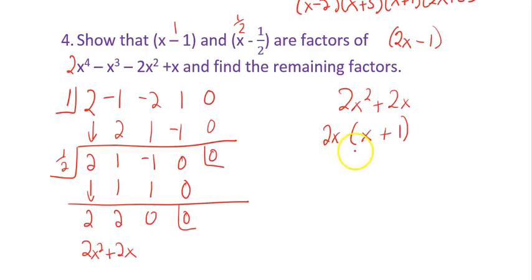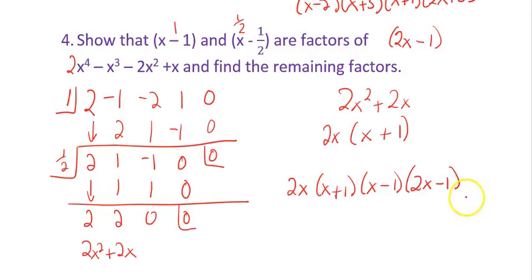So then I can look at my factors and write them all if I needed to. These are my remaining factors, 2x and x plus 1. So all of my factors would be the 2x and the x plus 1 that I found, the x minus 1 that was given to us, and either the x minus 1/2, or if we wanted to write it as 2x minus 1, we could. So these would be the factors all together that would produce this polynomial. These are the missing factors. This is a synthetic division that shows these two are factors.